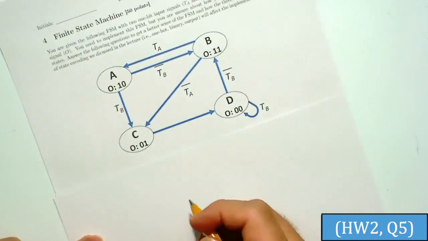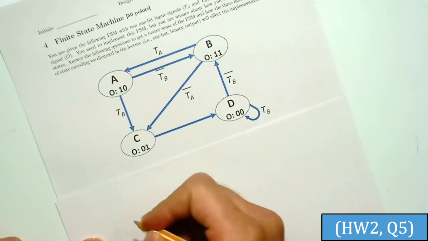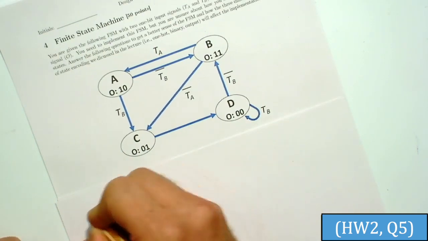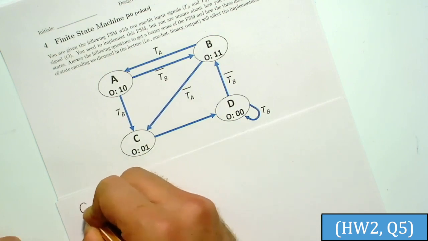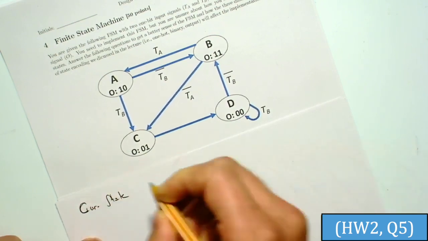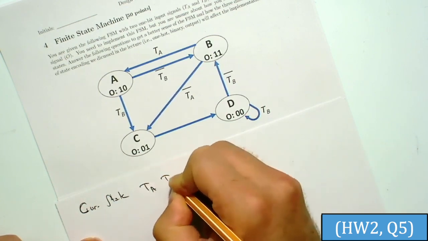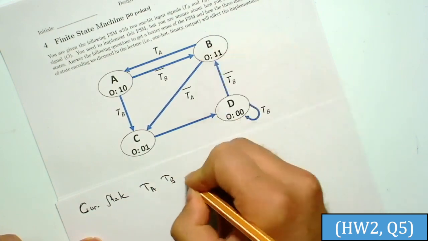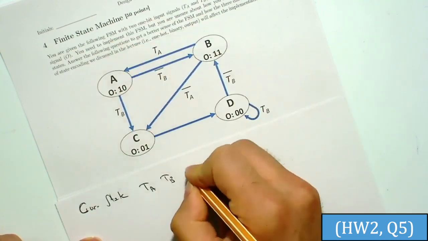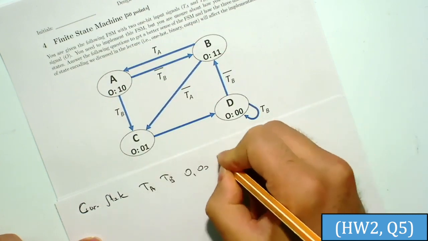And this will be my reference for the next three questions. For that truth table, I have the current state, then TA, TB, the output, which is 2 bits, so O1, O0, and the next state, right?